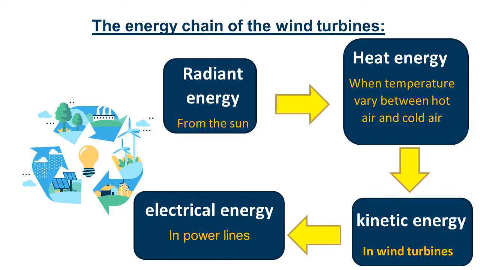The kinetic energy of the wind is used to rotate the blades of the windmill. When the windmill blades rotate, this causes wind turbines inside the windmill to rotate, generating electrical energy. Then, the electrical energy is transmitted through huge wires in power lines to different places, such as houses and factories.